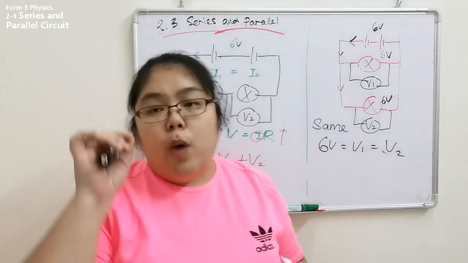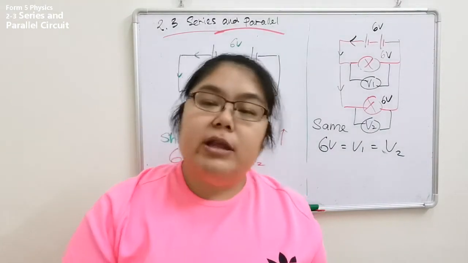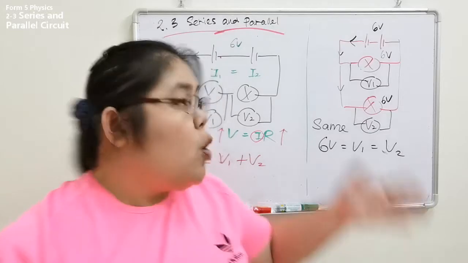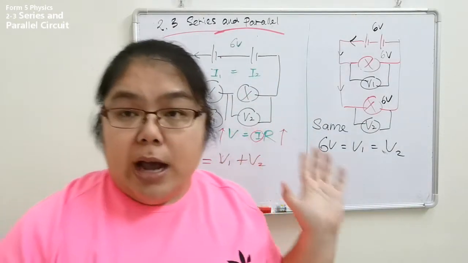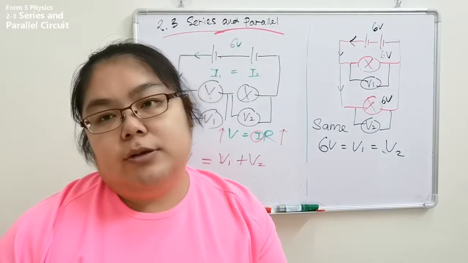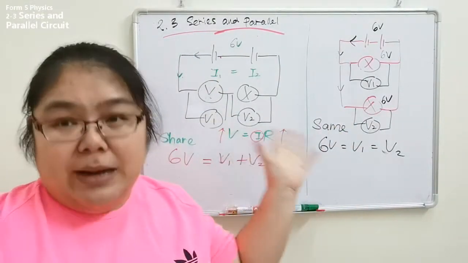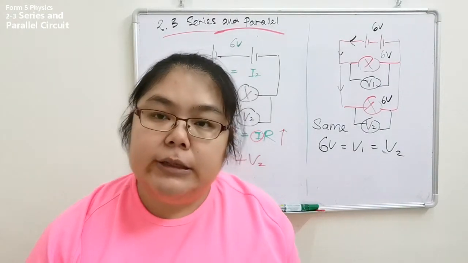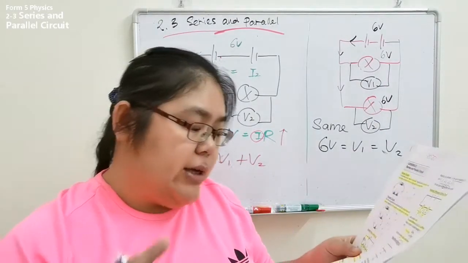Okay, and the last one, every time they will ask the same question. Series and parallel, also two bulbs. Now they will ask you which bulb becomes brighter. Both diagrams can light up the bulb. Then they ask you which one becomes brighter. Okay, so from here we need to explain.